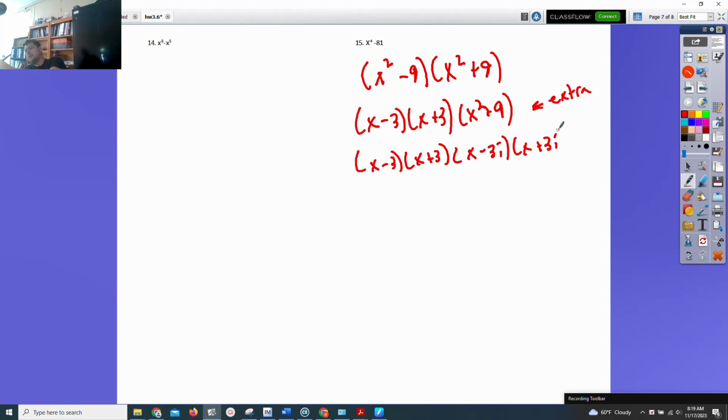We've done this pattern in here before. And that's the complete factorization of that polynomial. So be it.